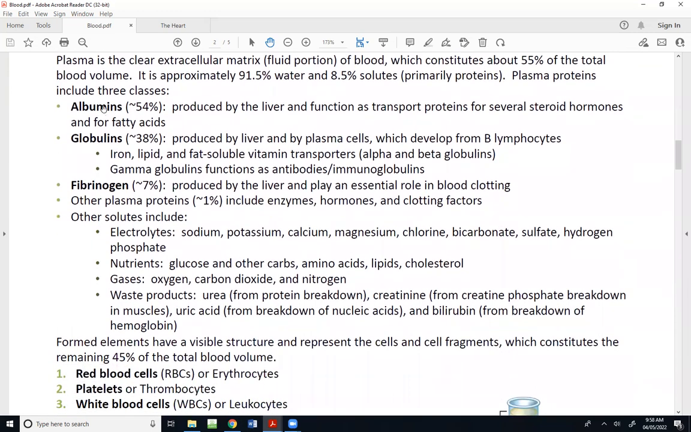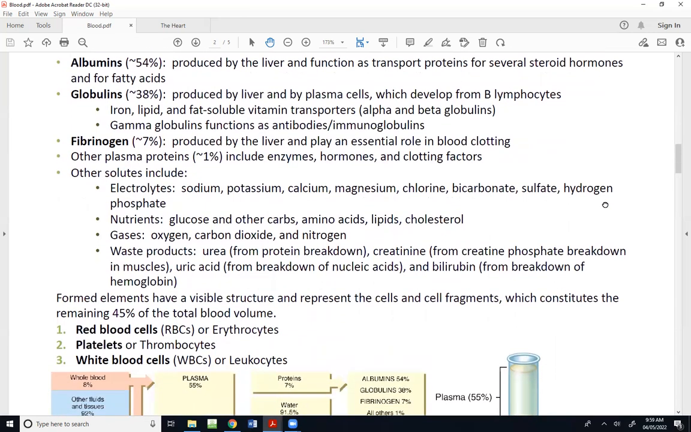And those plasma proteins include the following three major classes: albumins, globulins, and fibrinogens. Or excuse me, fibrinogen. It's just a singular one. Albumins are the most numerous. They're produced by liver cells and function as transport proteins for several steroid hormones and for fatty acids. So think of albumins as kind of like an Uber where they carry steroid hormones and fatty acids in our bloodstream. Globulins are the second most numerous.